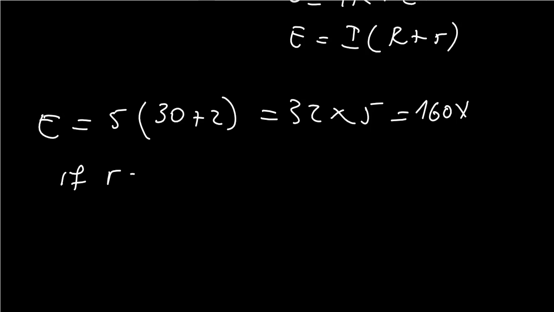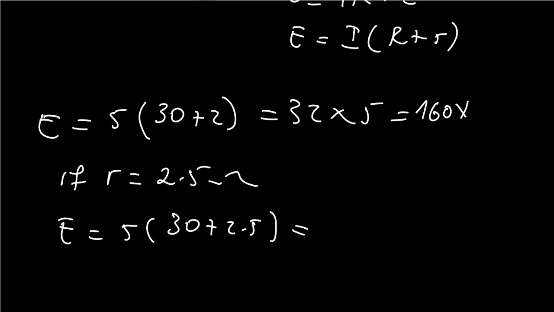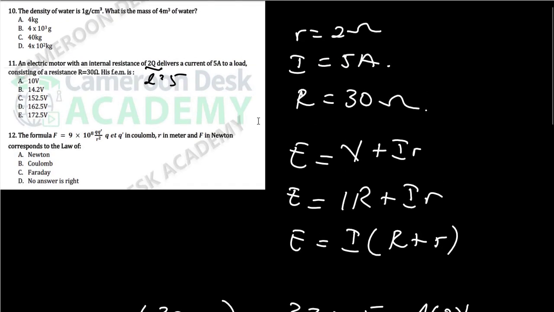If small r is equal to 2.5 ohms, then E will be equal to 5 into 30 plus 2.5. So this will be 32.5 times 5, and 32.5 times 5 gives us 162.5 volts. So we observe that with r corrected to 2.5, we get a value which is option D.